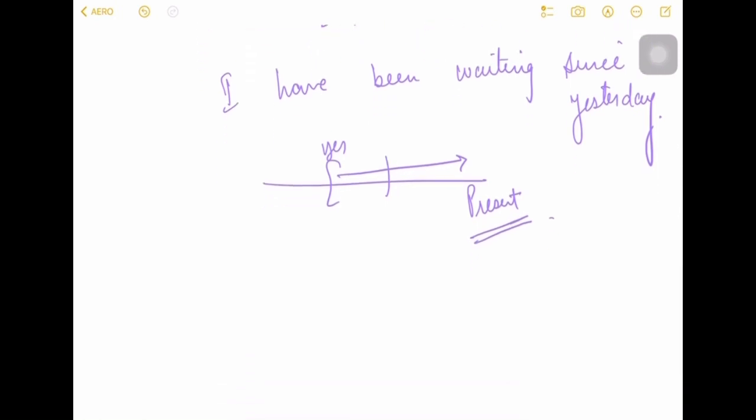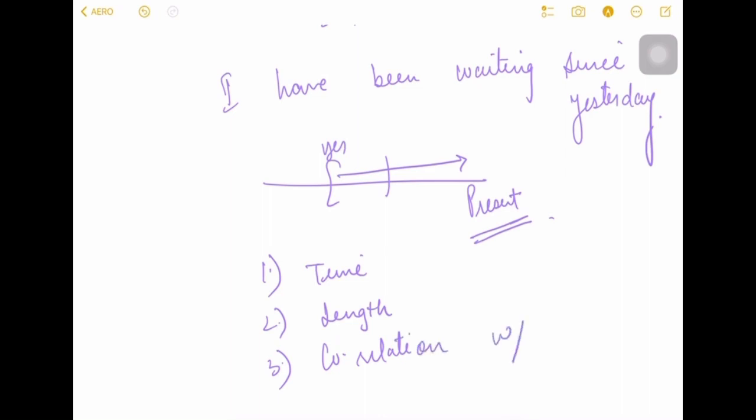So these were the main two reasons why you are using the present perfect tense incorrectly. The tips are: understand the time, understand the length of the event, see if there is any correlation of the event with the present, and then all of your doubts would be cleared. Right? Happy learning!